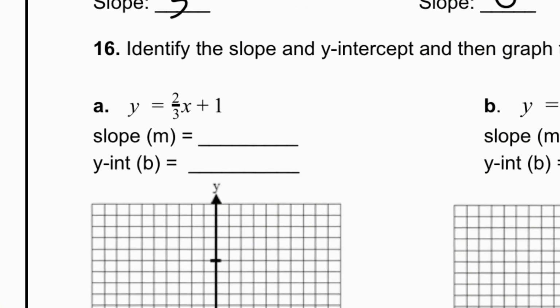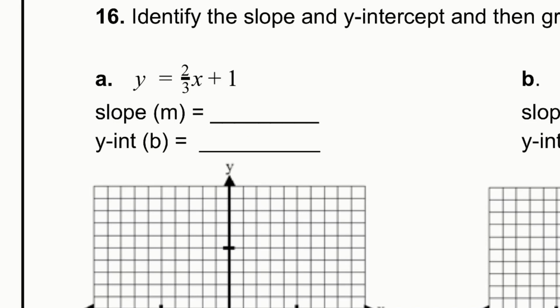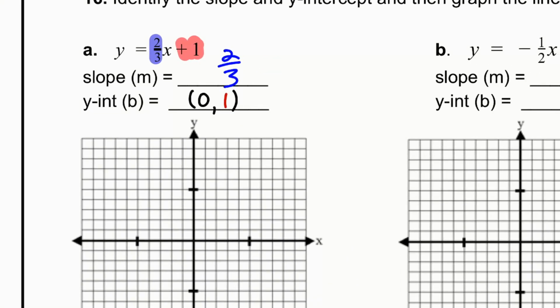All right. So here in this one, we're asked to identify the slope and the y-intercept and then graph. So the slope is always the number right in front of x. That's our m value. So in this case, it's 2/3. And the y-intercept, the b there, tells us the y value in our point. So our y-intercept is the point 0, 1. So we can plot that there. 0, 1 is right there.